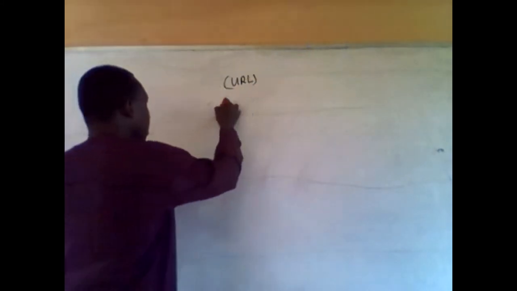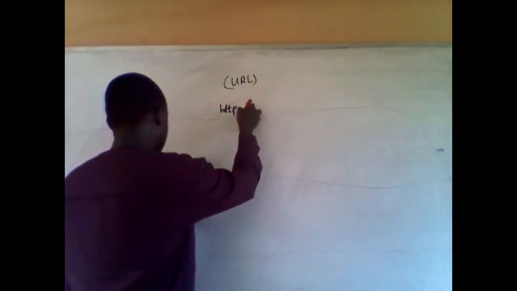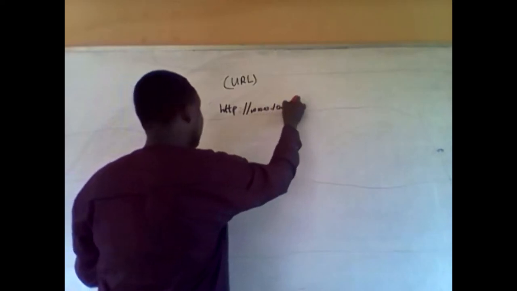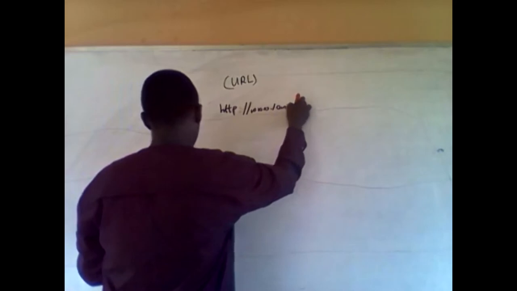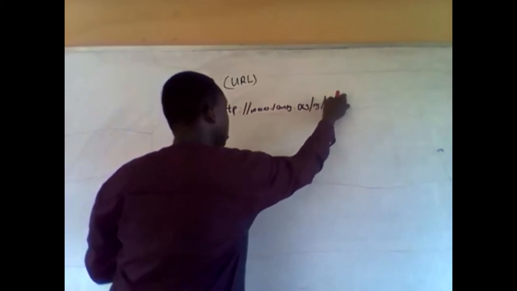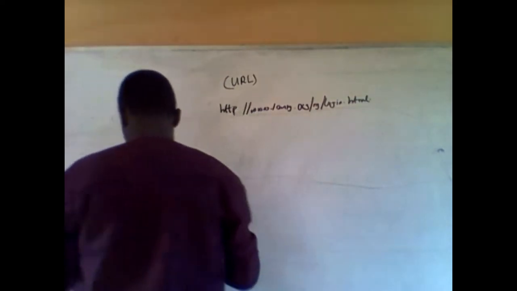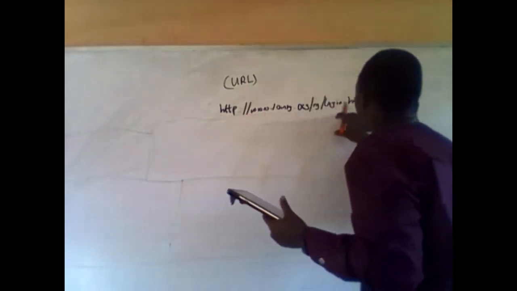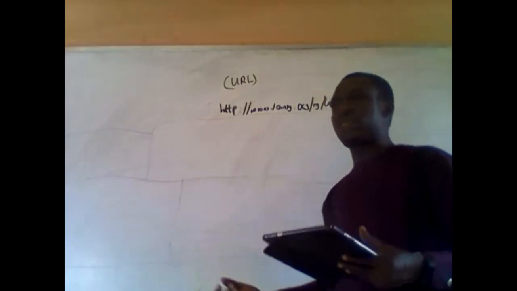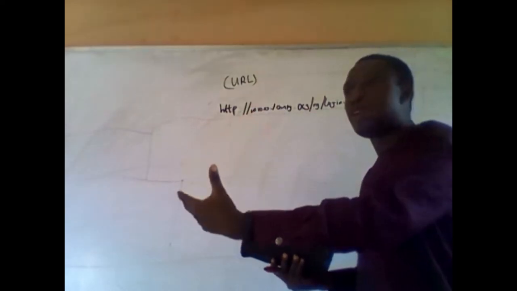We have something like HTTP, www.ican.ng.org/ng/login.html. Okay, now when you see this, we need to break it down. This is a complete URL. When you say URL, you are actually talking about the actual location of a particular file on the web, on the web page.